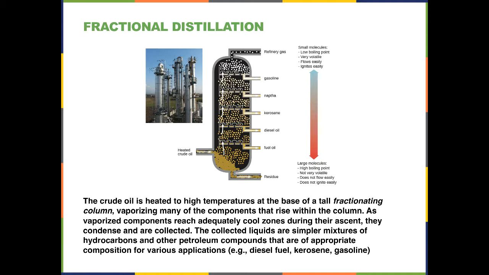And as it says here, at the bottom you get large molecules with high boiling points and low volatility. At the top you get small molecules with low boiling points and very volatile. And this allows you to separate various fractions, and that's why it's called fractional distillation, from a very crude mixture. And this is the way most oil refineries operate.